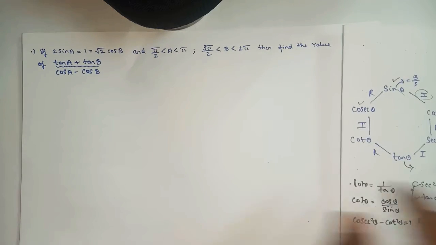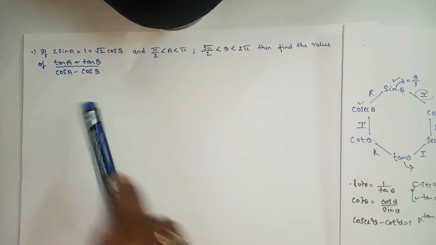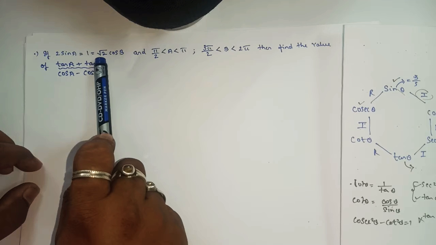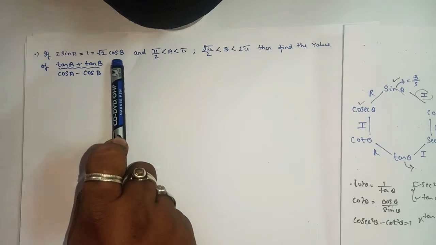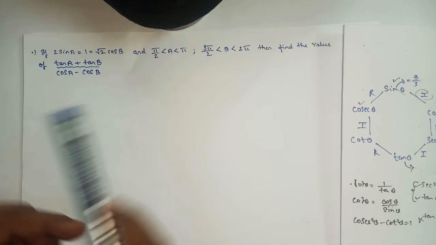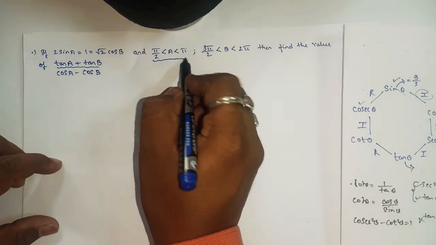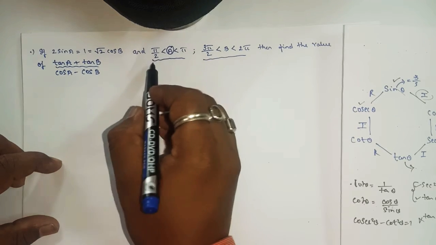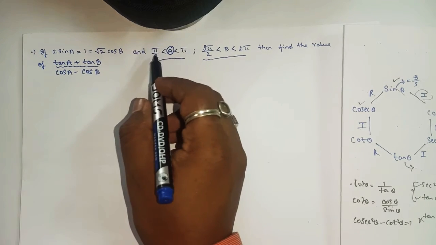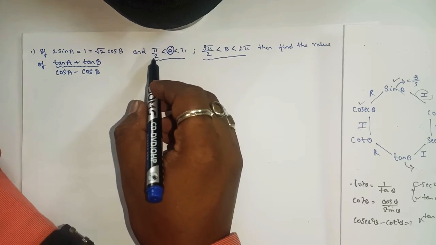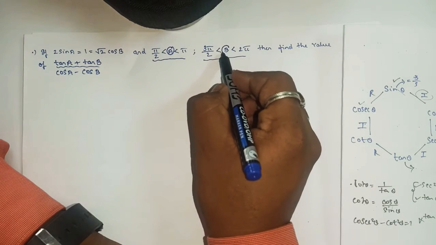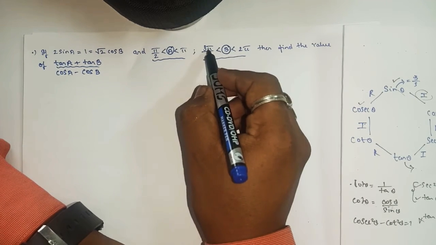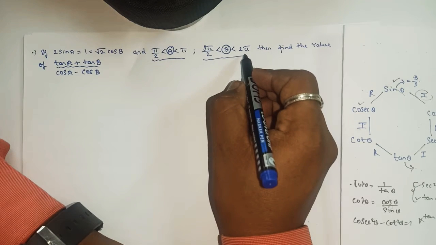The first one says that if 2 sine a equals 1 equals root 2 cos b, and here we have two conditions given. The first condition says that angle a lies between pi by 2 to pi, so that means angle a lies between 90 to 180. In the second condition, angle b lies between 3 pi by 2 to 2 pi. So 3 pi by 2 is 270, and 2 pi is 360.